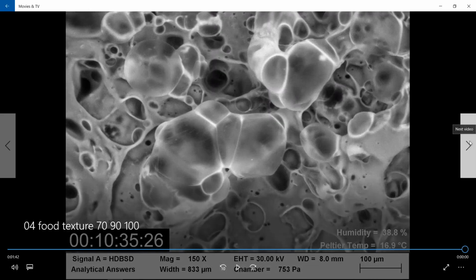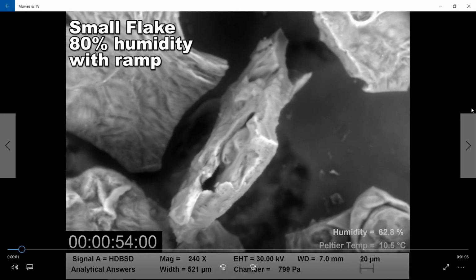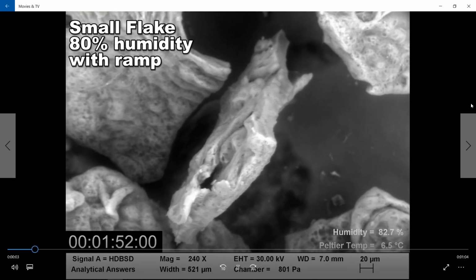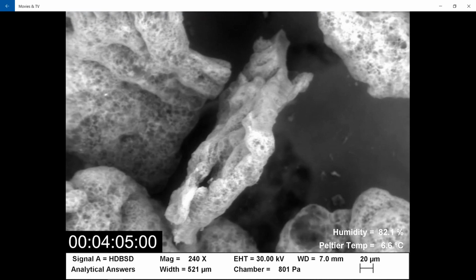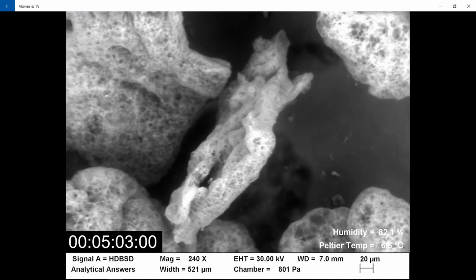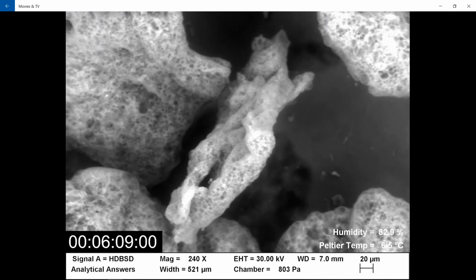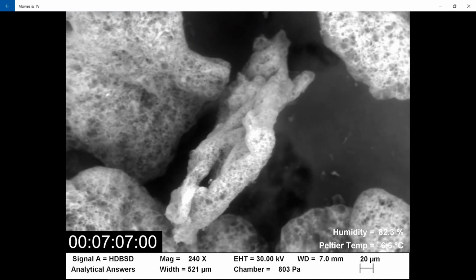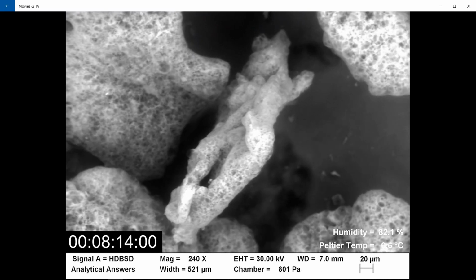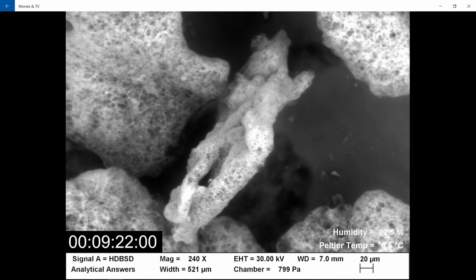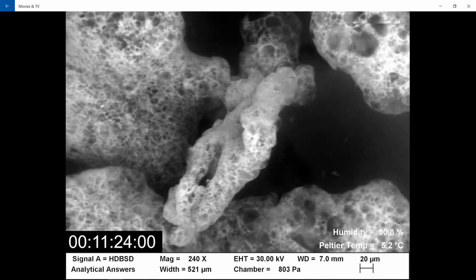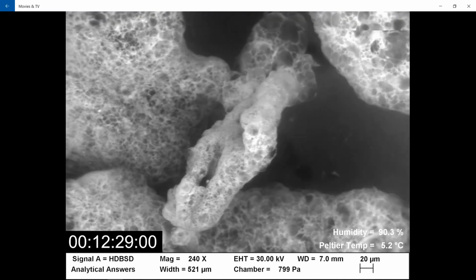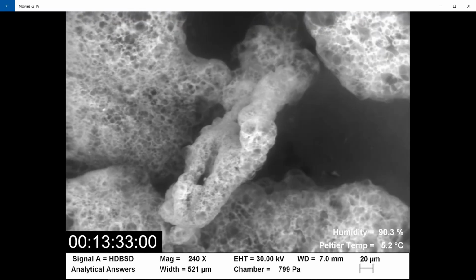So now when we look at the small flake material for comparison, this starts out at 80%. We could see that it has a much stronger reaction. We had to react the large flakes at 90% humidity to get this type of reaction out of it. But the processing applied to the smaller flakes caused them to react sooner. And then here we ramp up the humidity up to 90, then eventually 100%, just to fully react the flakes.